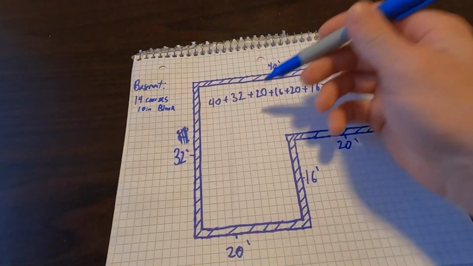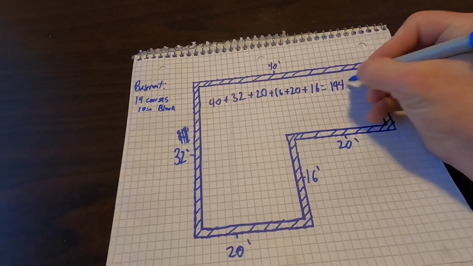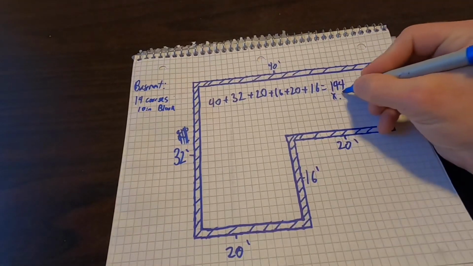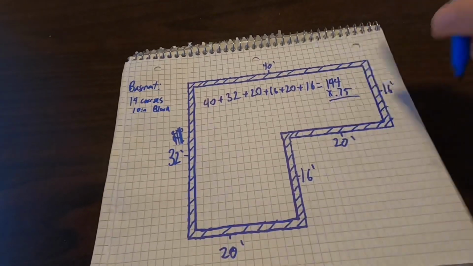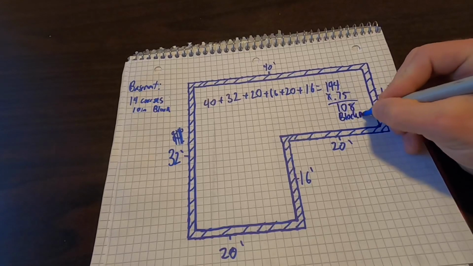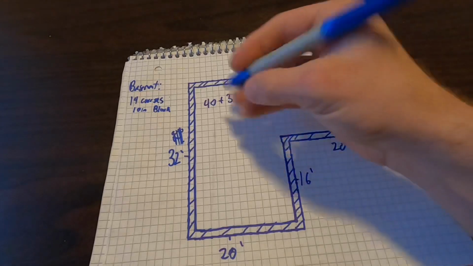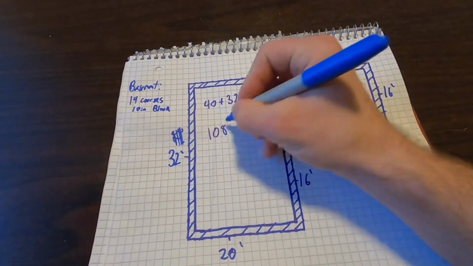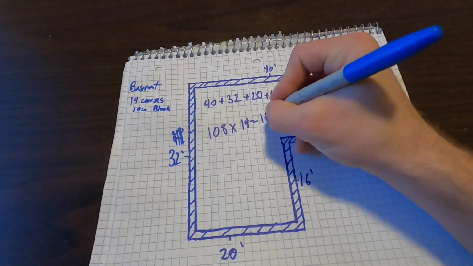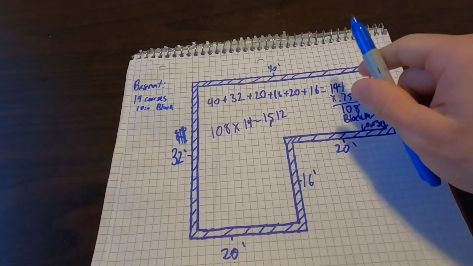20 plus 32 plus 20 plus 16 plus 20 plus 16 equals 144. And so that's the total feet times 5.75 equals 108 block per course. And then 108, you have 14 courses. 108 times 14 equals 1512. So that's how many block it will take to do the whole basement there.